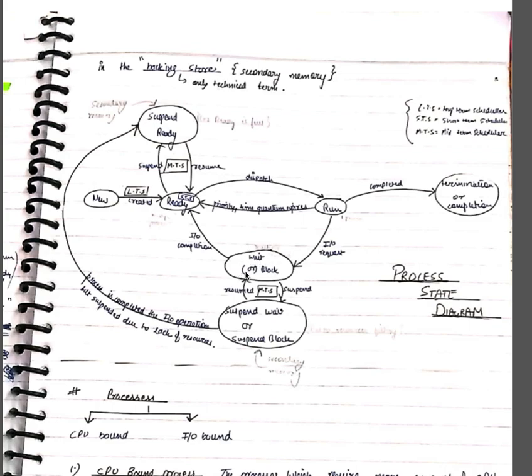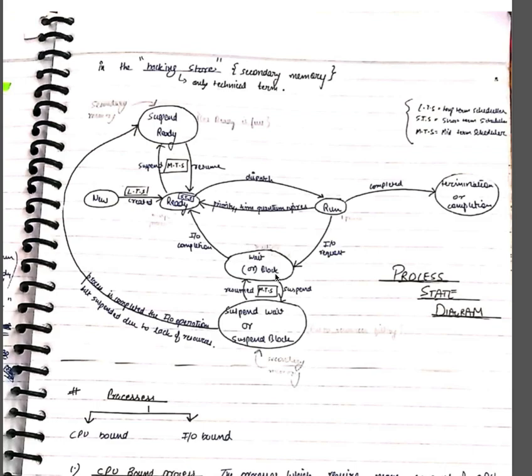And from the wait or block state, when it completes the input output, it will not directly go into the running state. Why? Because another process might have been dispatched to the running state when the process P1 was going to the wait state for input output. Let's say process P1 is first in the running state, and P1 requires input output, so it goes into the block state.